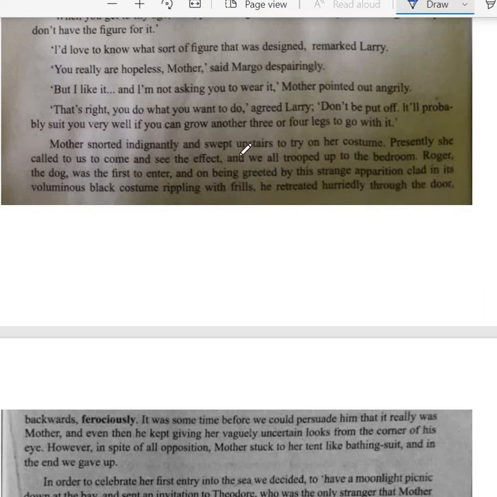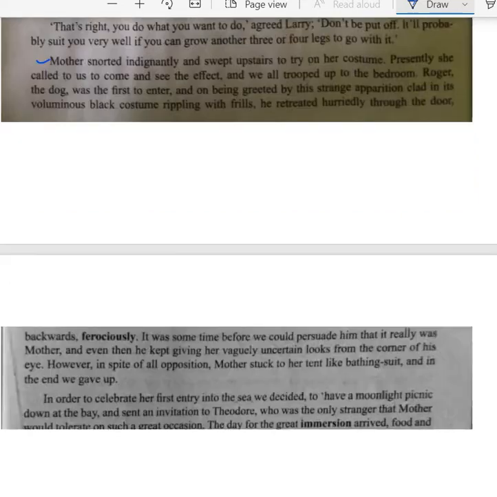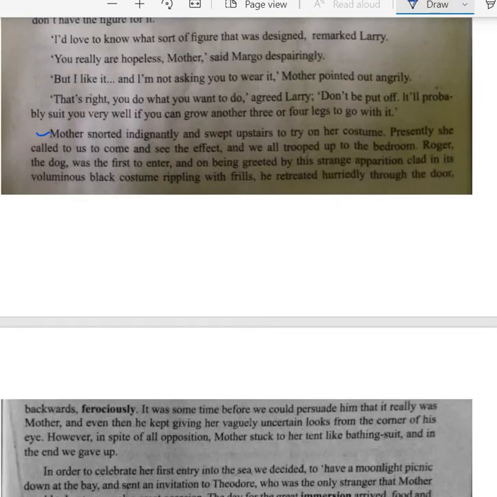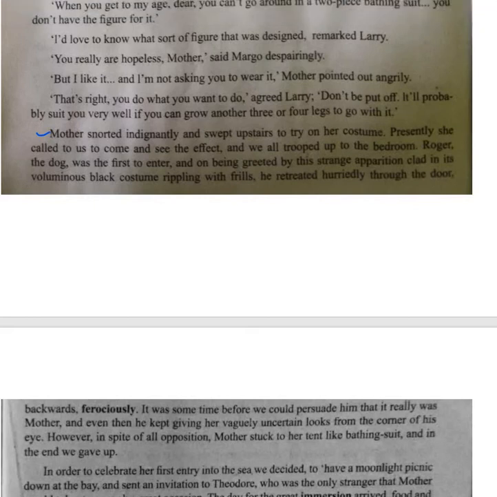Mother snorted indignantly and swept upstairs to try the costume, and presently called us to come to see the effect. Now, from here you will find one question has been asked. That last question, which will read as a summary, is the one you will have to write. That answer starts from here.